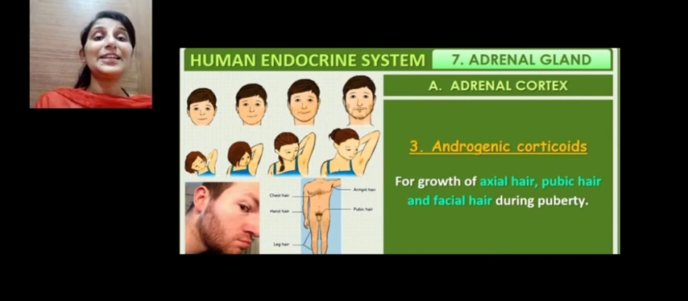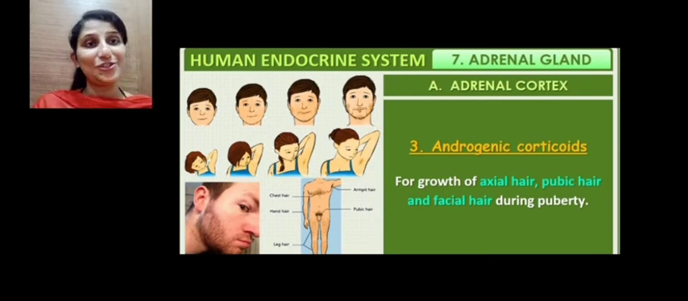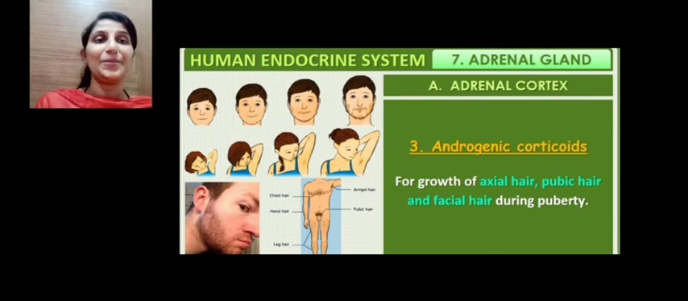The third type of corticoids is the androgenic corticoids. These are mainly the androgens for growth of the axillary hair, pubic hair and facial hair during puberty. That is, they bring about the expression of secondary sexual characters at the time of puberty.